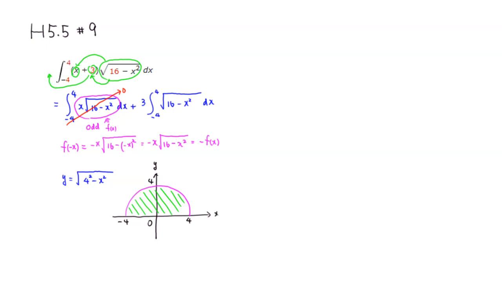So the area of this, which is half of a circle, is going to be 1/2 pi times the radius 4 squared, which is 8 pi. So this is going to be 3 times, this integral is 8 pi. So 3 times 8 pi, you're going to get 24 pi.